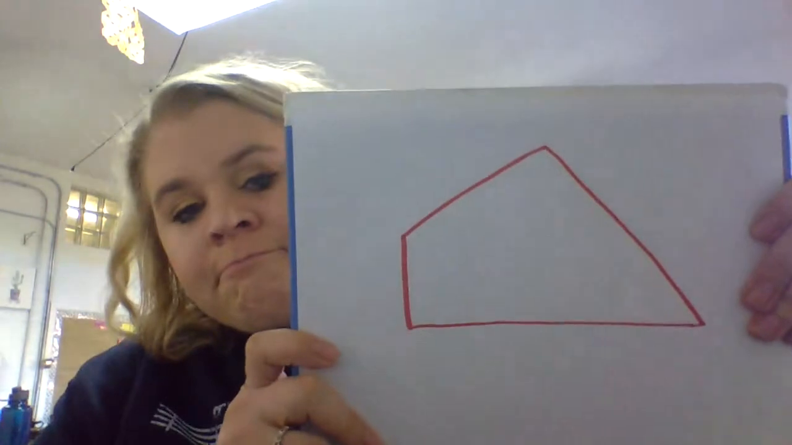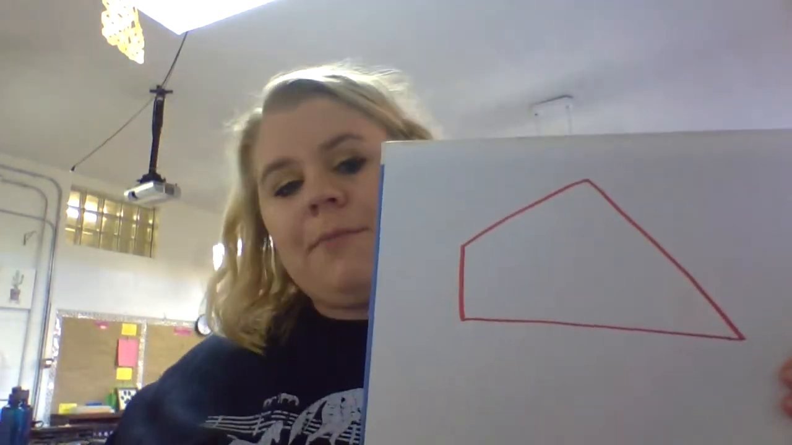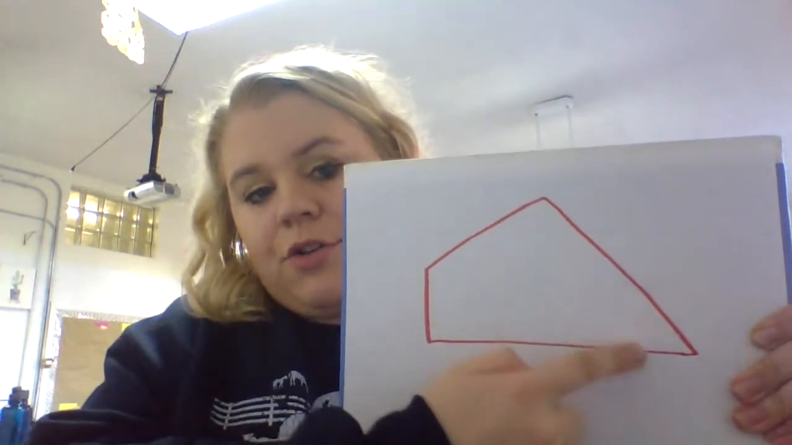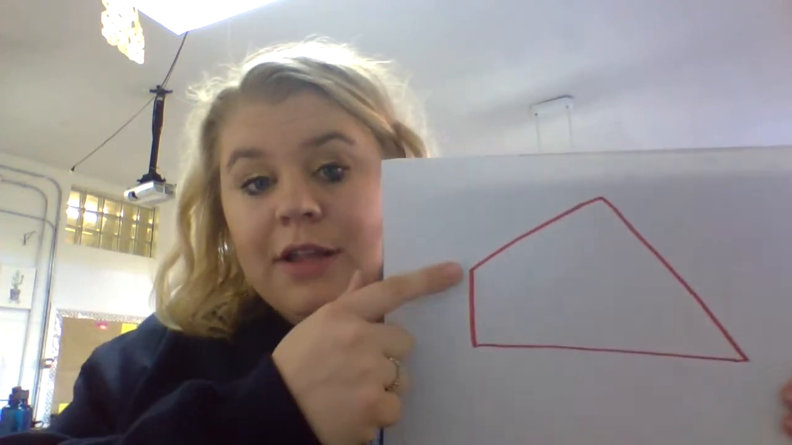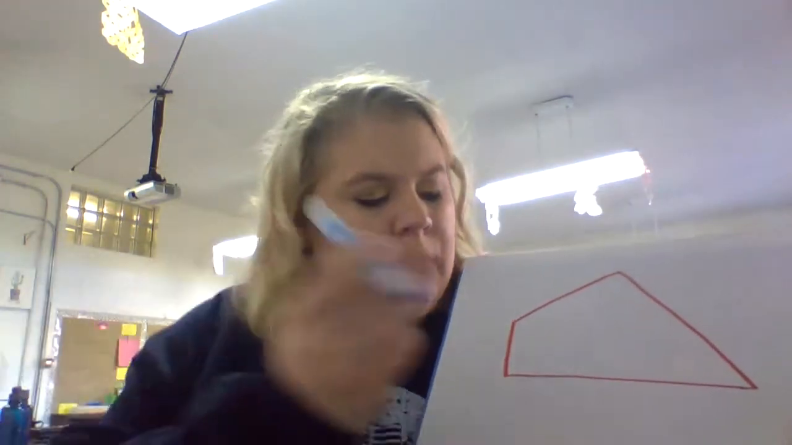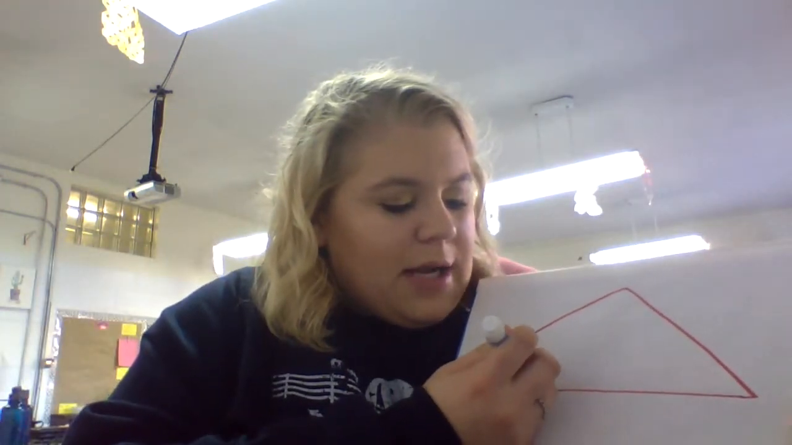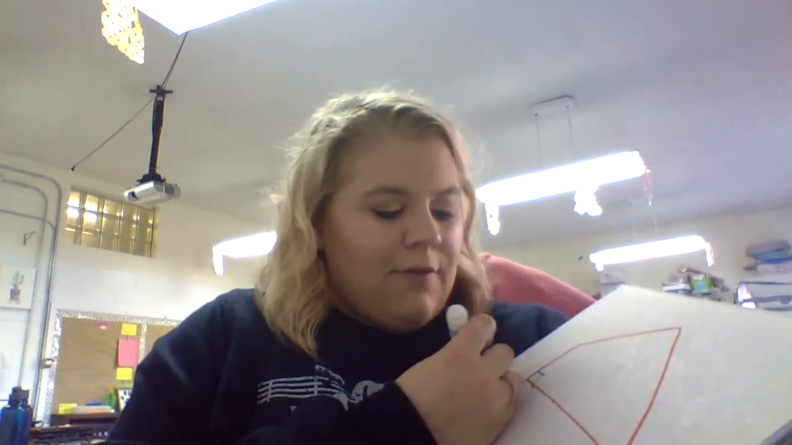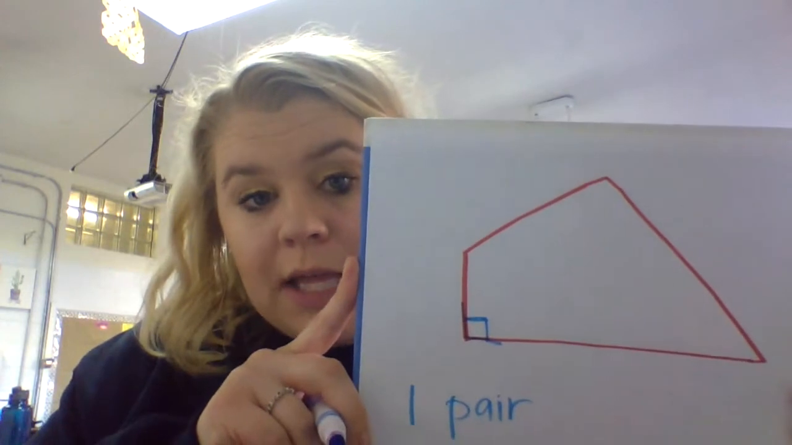Now the last one we're going to look at is a funky shape. It's a funky quadrilateral. We're going to look first for perpendicular lines. We're going to look for a right angle and see if we can find any. If I look here, this is definitely not a right angle. This is definitely not a right angle. This is definitely not a right angle. But right here is a right angle. So I have one pair of perpendicular lines.